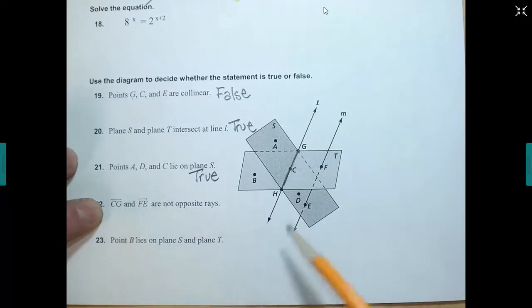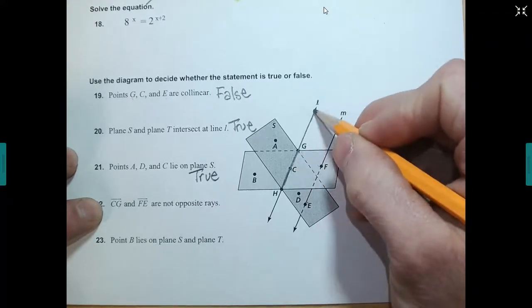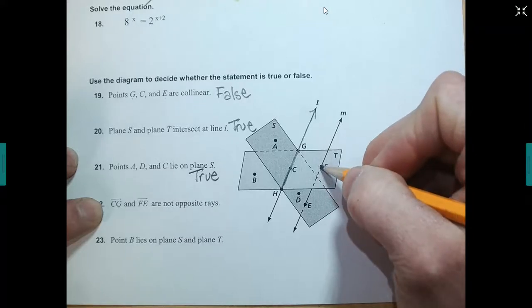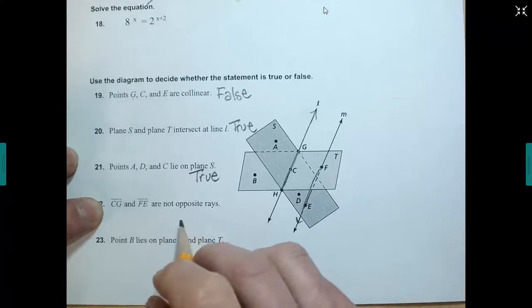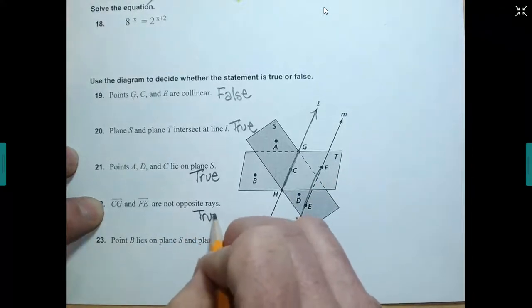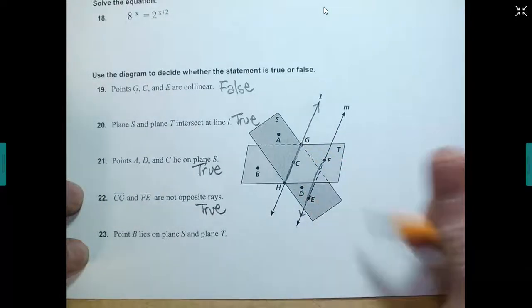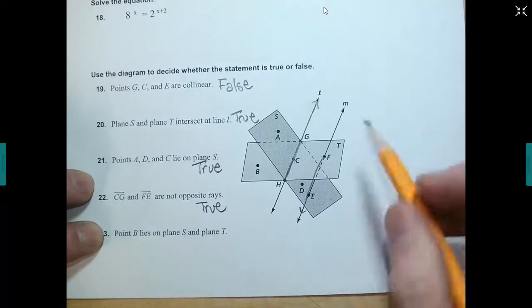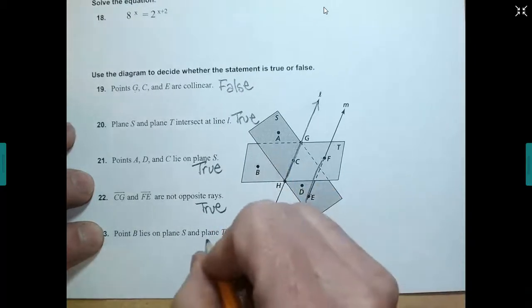Ray CG and ray FE are not opposite rays. That's true. We do not know if those lines are parallel, and they're not part of the same line. Point B lies on plane S and plane T. Point B does not lie on plane S. So that is false.